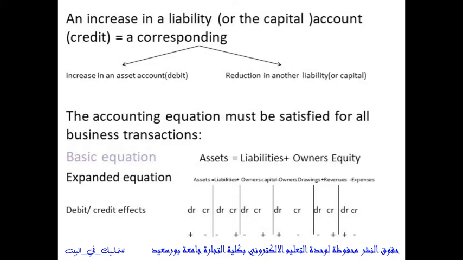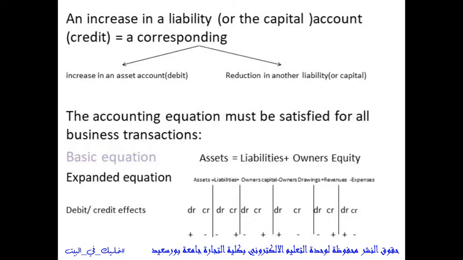The accounting equation must be satisfied for all business transactions. As we see here, the basic equation: assets equal liabilities plus owner's equity. If we expand this equation, it will be assets equal liabilities plus, and the owner's equity will expand to owner's capital minus owner's drawing plus revenues minus expenses. As we said before, the owner's capital and revenues increase the owner's equity, but the owner's drawing and expenses reduce the owner's equity. So what is the debit or credit effect?